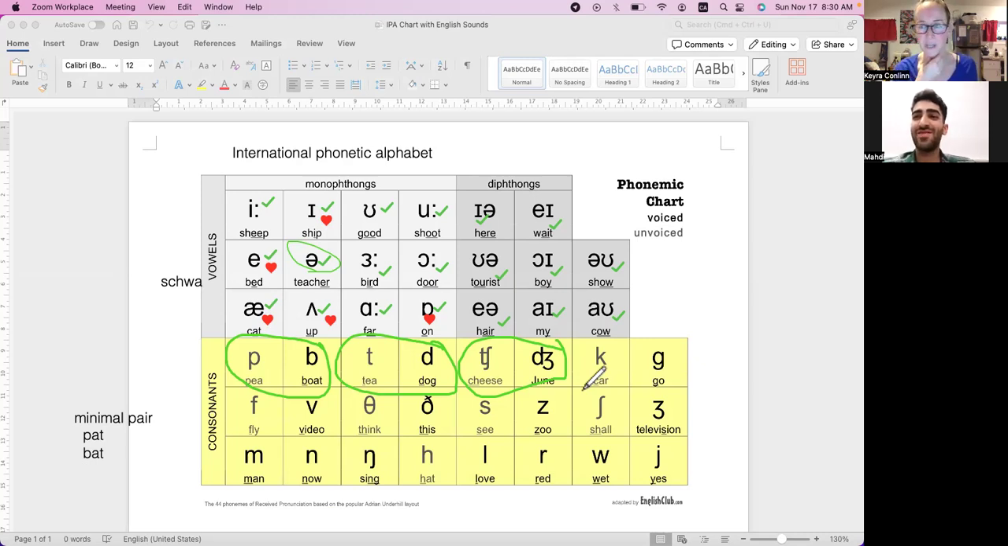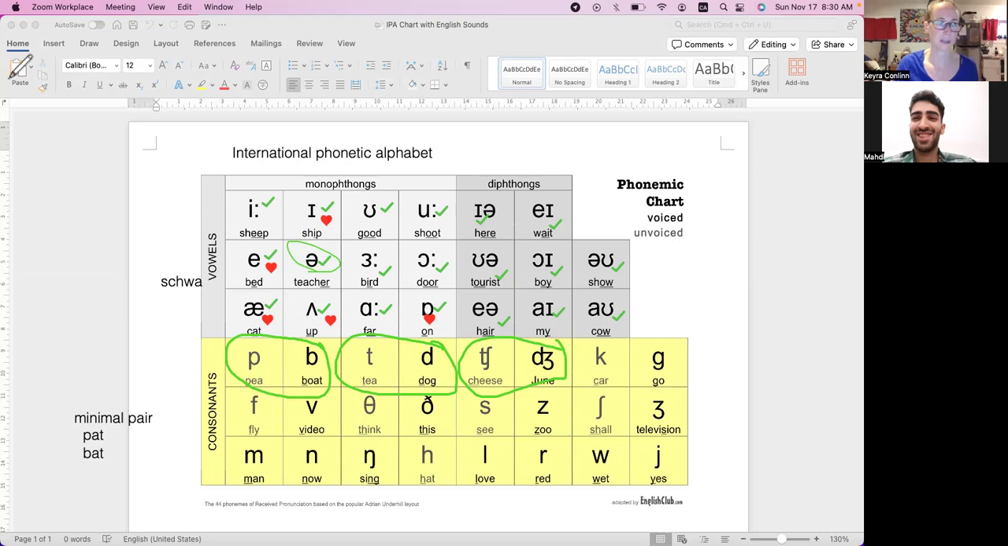Again, we stop the air and J, explode it out. That's why we have the vibration, because we've stopped our airflow. Now we're going to release it. J, J, ch, ch, j, j, j.